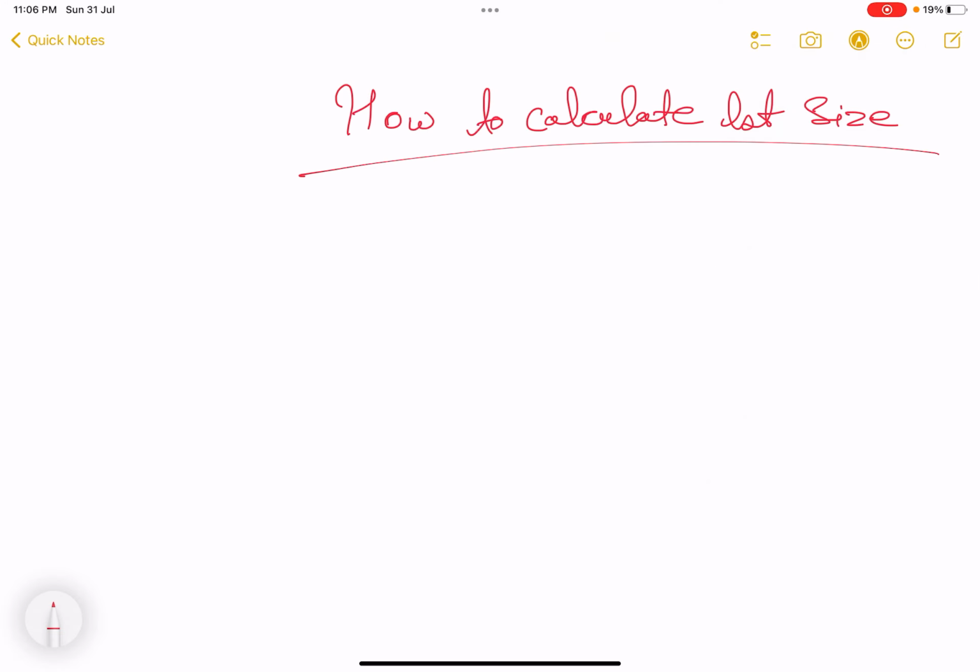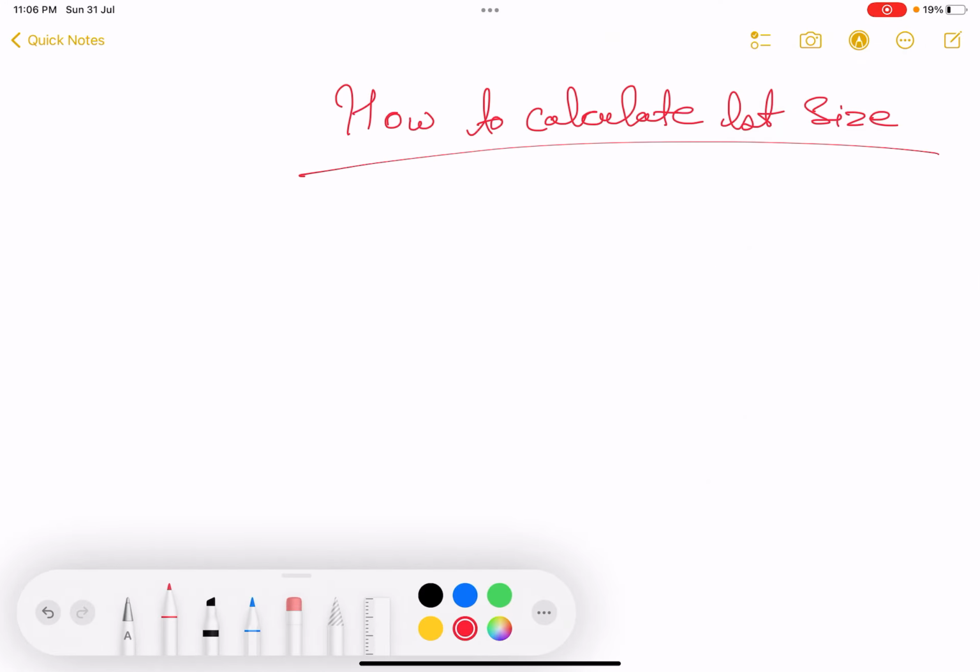Hi guys, welcome to this video, and in this video we will be covering how you can actually calculate the lot size. In the previous video you saw that we covered how to calculate the pips. Now, how you can calculate the lot size, and according to the lot size you will be keeping your risk, right? Let's just take this as an example. There is a very good example for all of you.